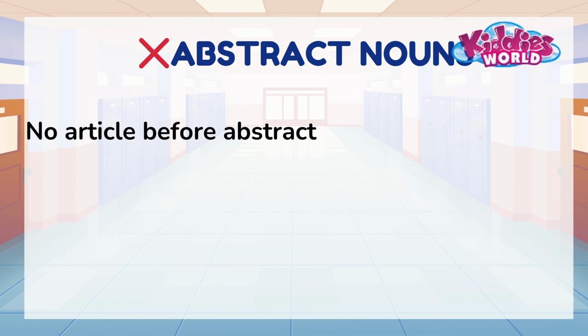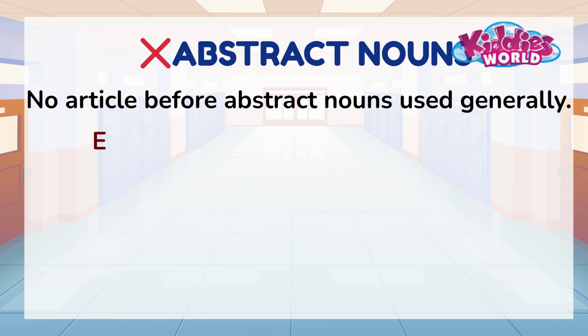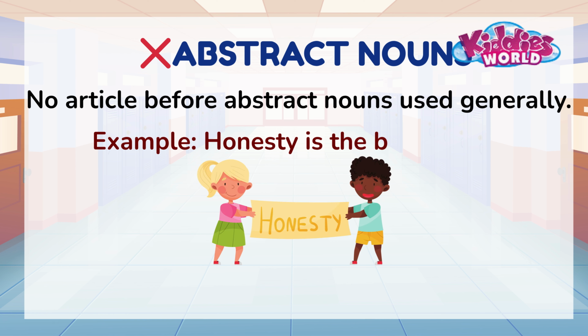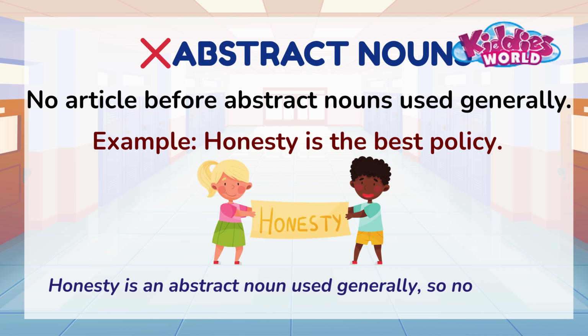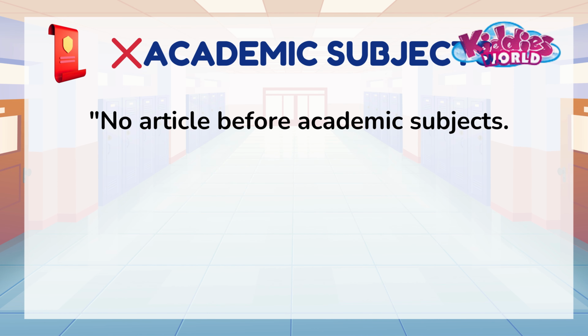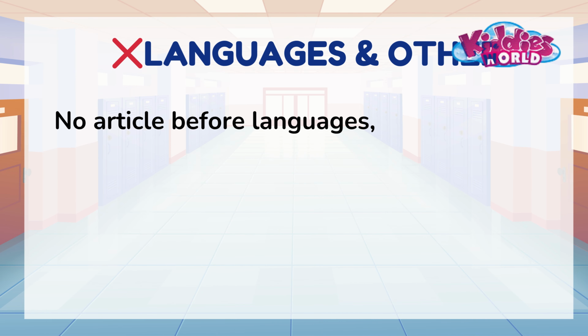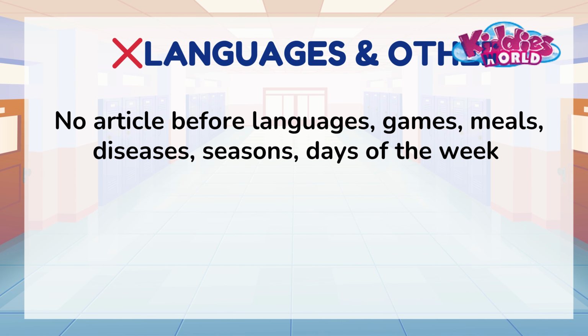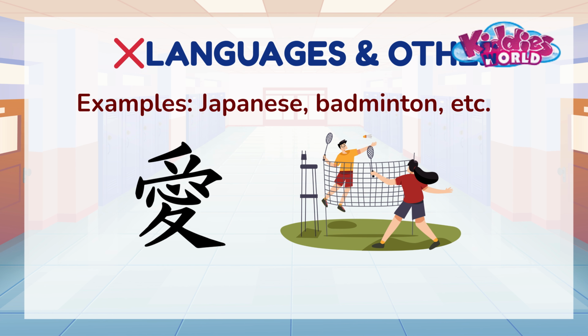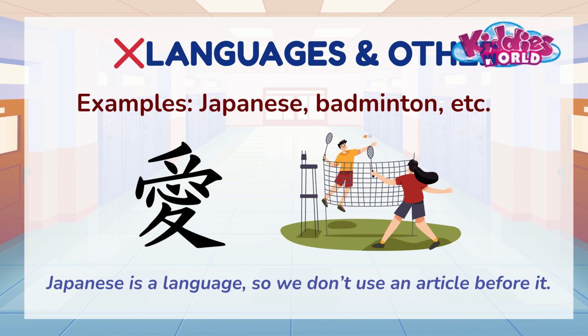We omit articles before abstract nouns used generally. Example: honesty is the best policy. Honesty is an abstract noun used generally, so no article is needed. No article before academic subjects. Example: physics is difficult. No article before languages, games, meals, diseases, seasons, days of the week. Examples: Japanese, badminton, etc. Japanese is a language, so we don't use an article before it.